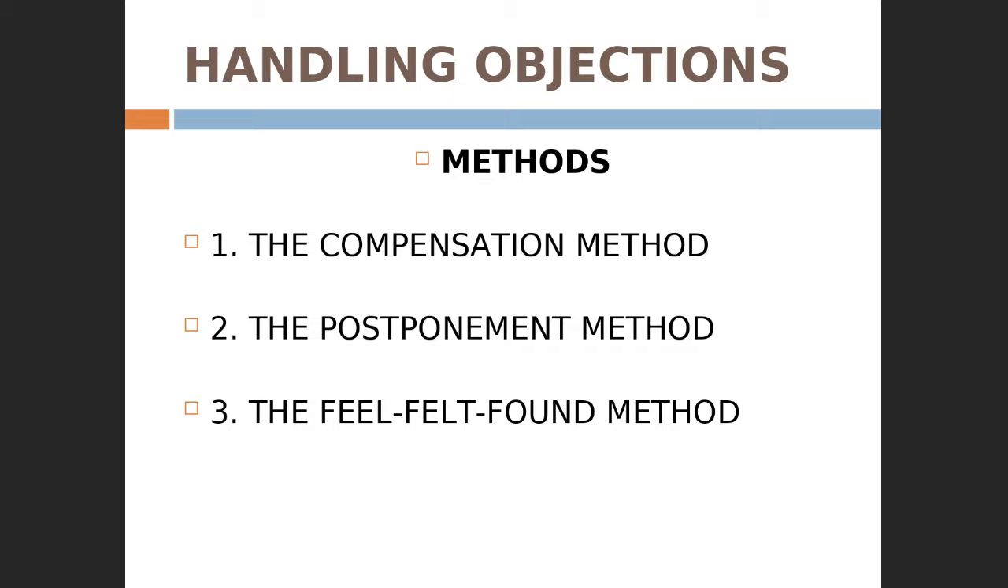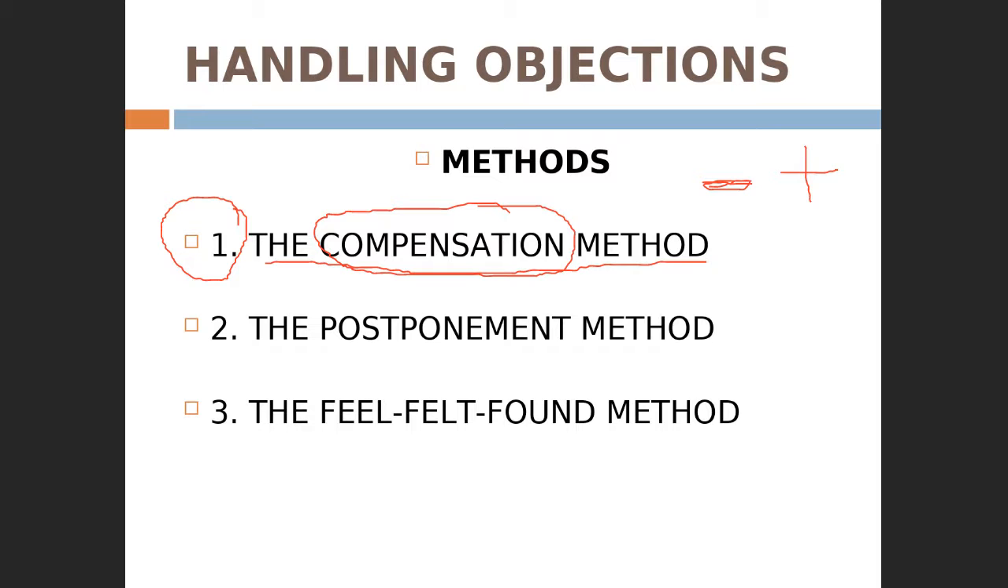Let's talk about the compensation method first, and I'll try to use my color schemes over here. The basic idea here is as follows. When somebody raises an objection, almost always it is something negative in nature. Oh, the price is too high. Oh, but your warranty is not long enough. Oh, but you're not, for example, going to train us and teach us how to use this machine, and so on and so forth. So what you do in the compensation method is that you compensate for this negative thing that the prospective buyer has come up with, with things that are positive in nature.